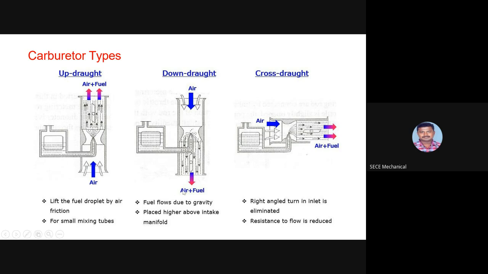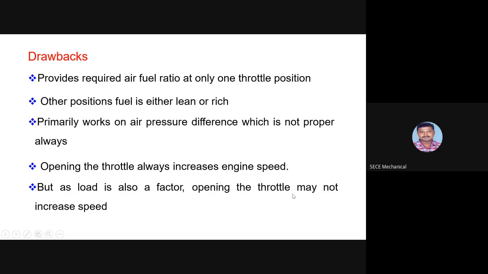And in the downdraft, the fuel flows due to gravity and is placed higher above the intake manifold, and in the crossdraft the right angle turn in the inlet is eliminated. Resistance to flow is reduced.